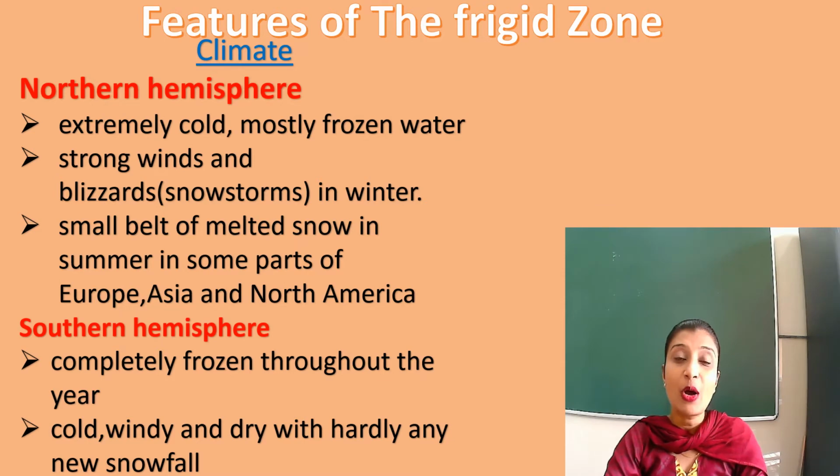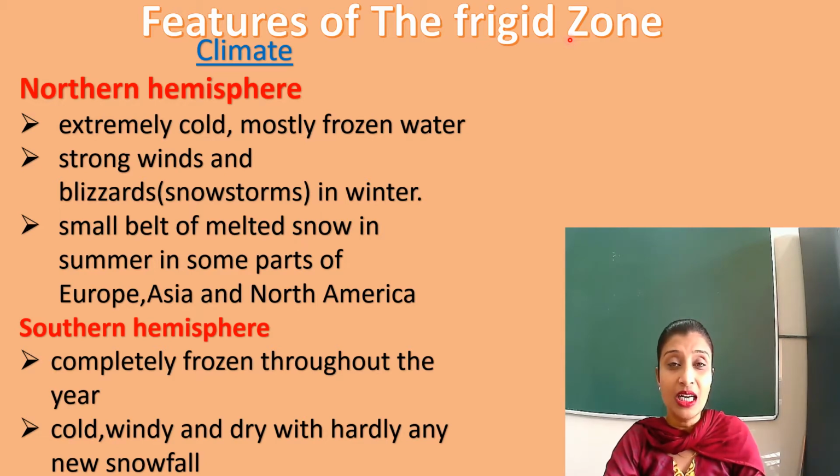We studied about the features of the frigid zone. Now the first feature which we will revise today is the climatic feature. In the northern hemisphere, the climate is extremely cold and the land is frozen. The region has strong winds and blizzards during winter. Blizzards means it has snowstorms in winter.